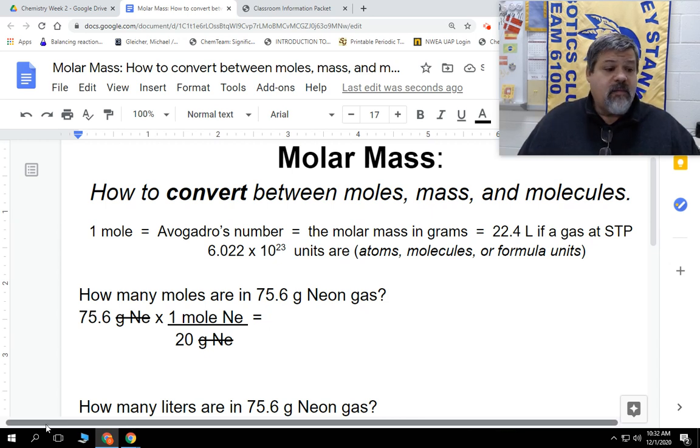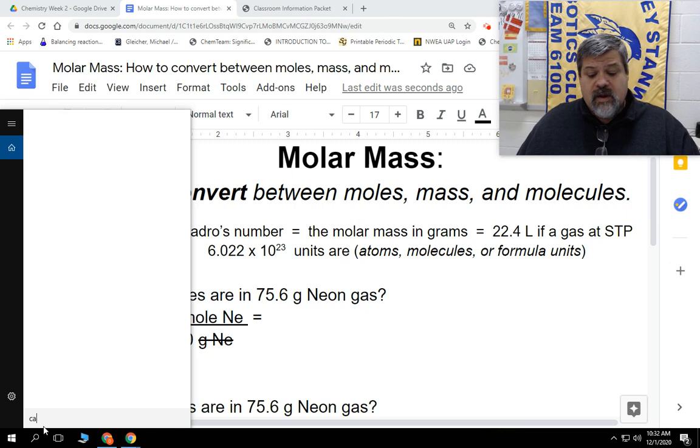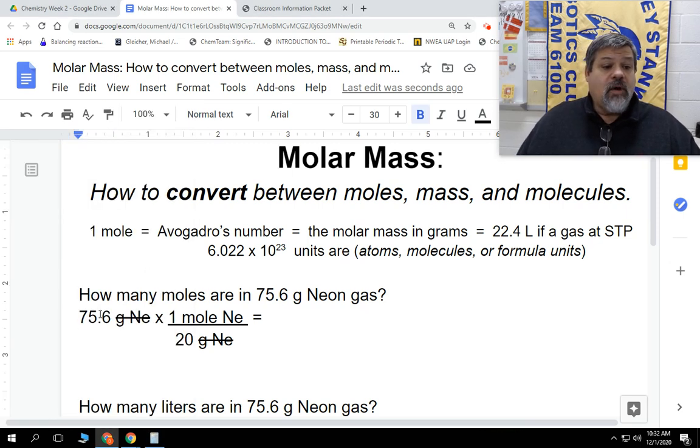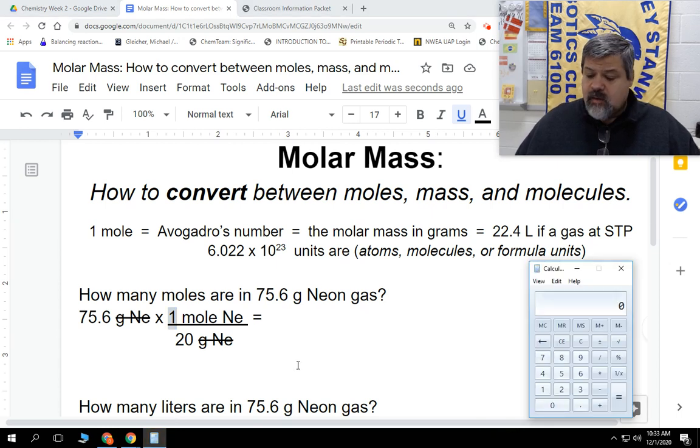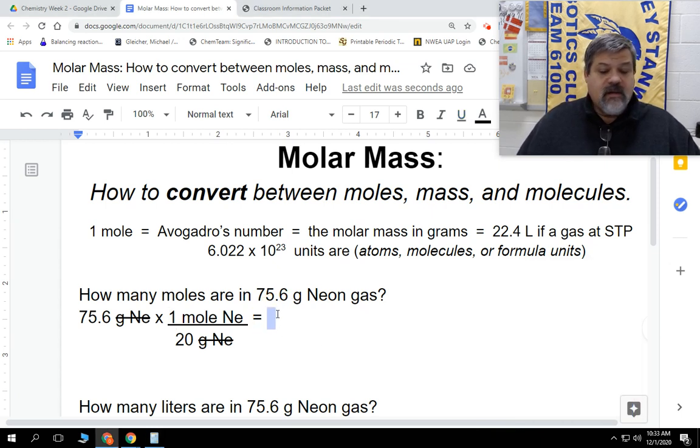When we do the math, we have to make sure that we are multiplying by the top and dividing by the bottom. So it's going to be 75.6 times 1 divided by 20. We do not have to do the ones, because remember, ones do not change it whether it's multiplying or dividing. So we'll go ahead and put our calculator in here, and we're going to put 75.6, and we're going to divide that by 20, and then it goes 3.78. So I'm going to put 3.78, and the only unit that's left is moles of neon.